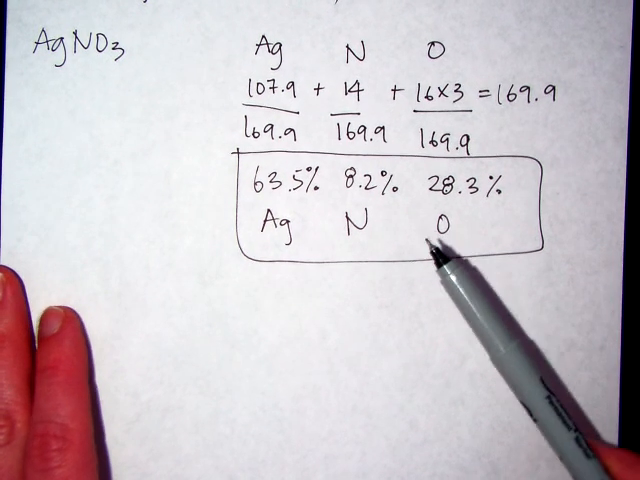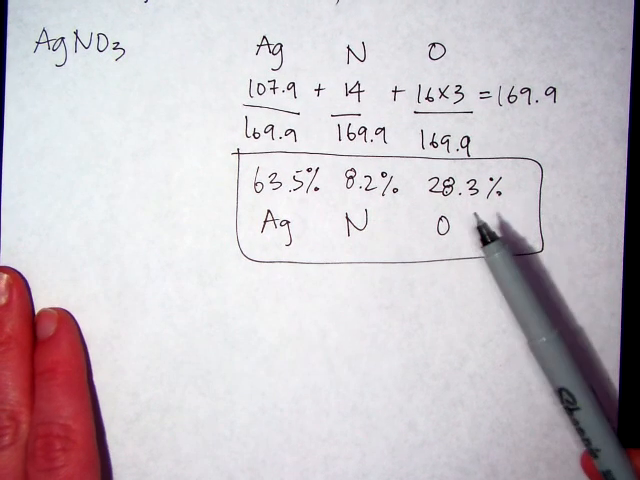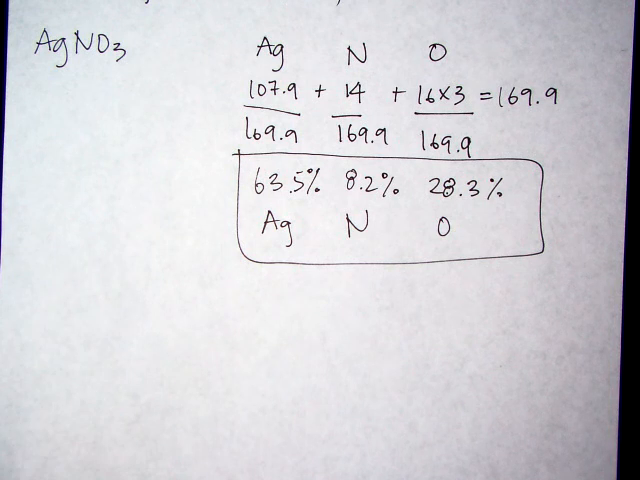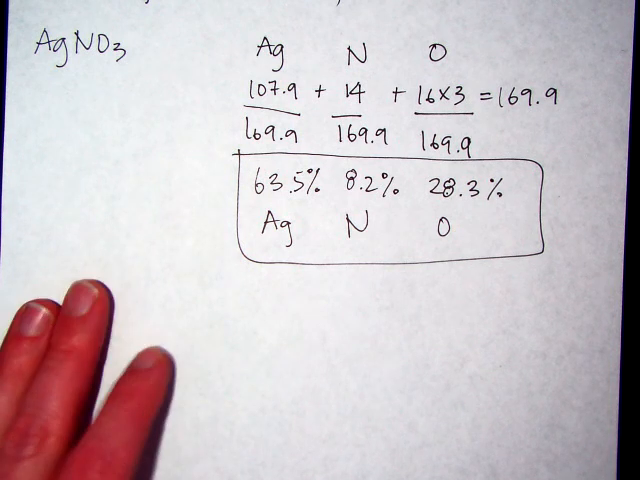They're always going to add to close to 100. I mean, you round a little bit differently. So, I mean, if it's 99.9 or if it's 100.1, that's fine. But they'll always be pretty close.